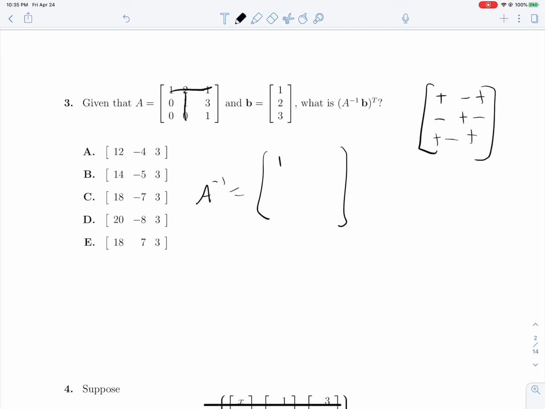What about here? We'll get 0. Well, negative 0 if you want to be cool. We'll get 0 here. Then what about our second row? We will get negative 2. What else? Positive 1. And then 0 here. And then on the bottom, we get 6 plus 1 is 7.